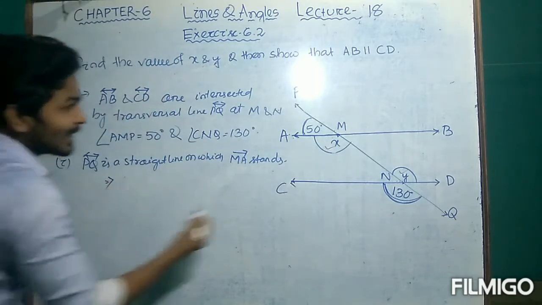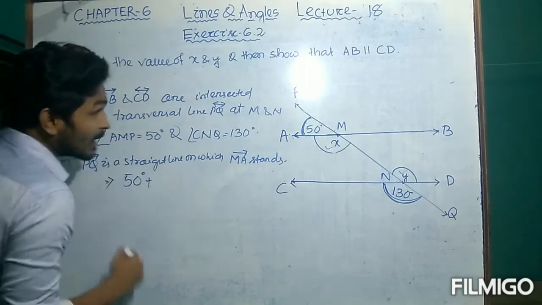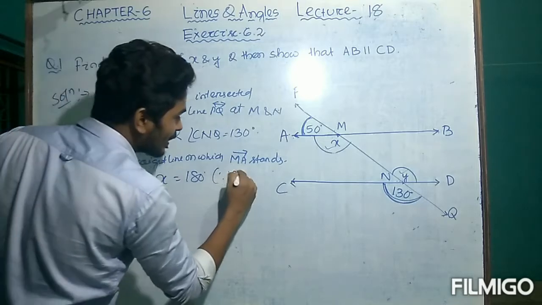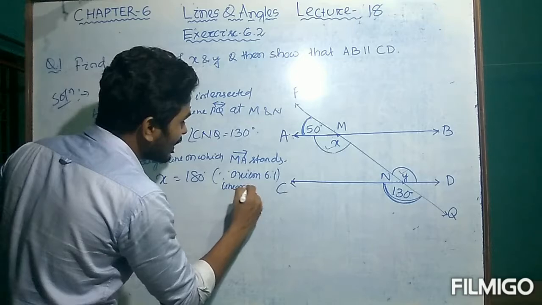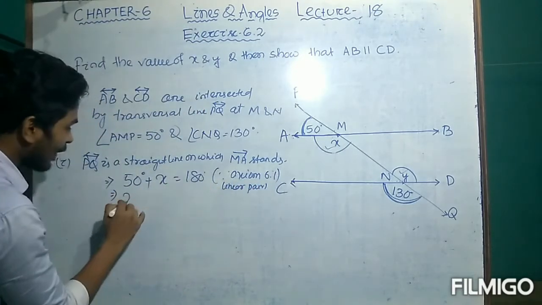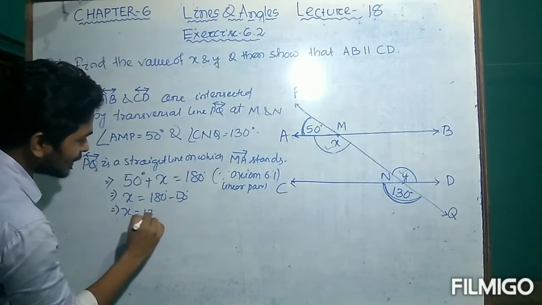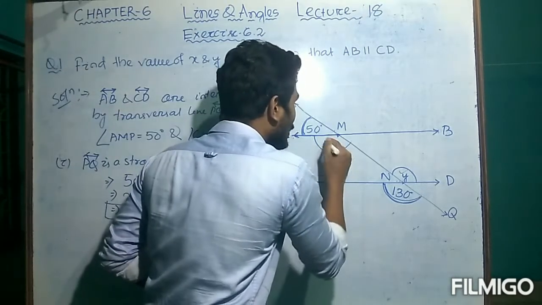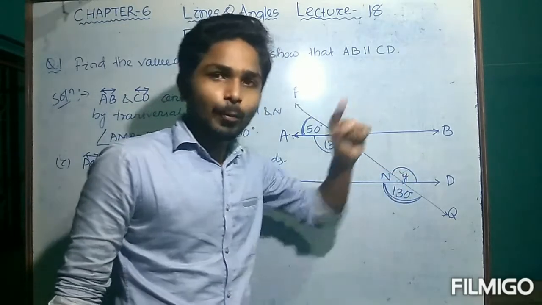So you can write: this angle, 50 degrees, plus this angle, x, is equal to 180 degrees. The reason is axiom 6.1, or you can say they are linear pair angles. Understood? Now from this equation you can find x is equal to 180 degrees minus 50 degrees. Hence x is equal to 130 degrees. So finally we find the value of x, that is equal to 130 degrees. Now we'll go for the value of y.